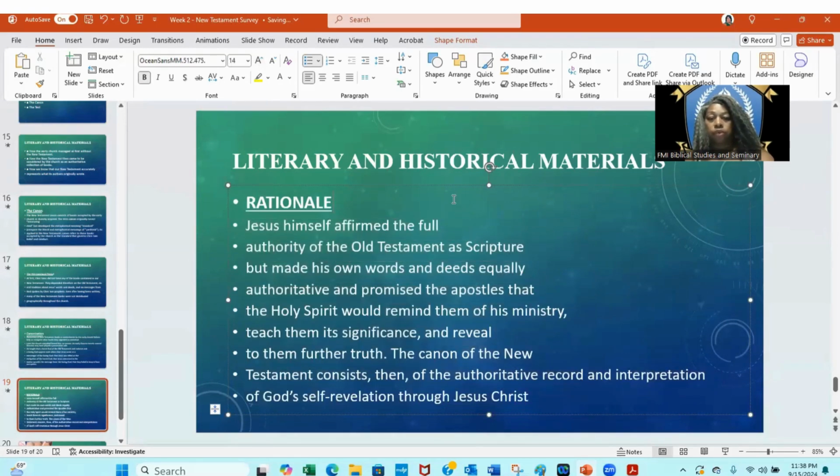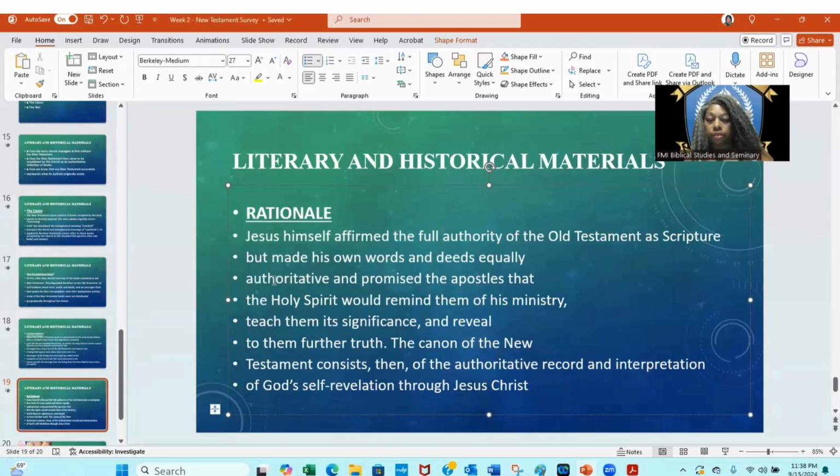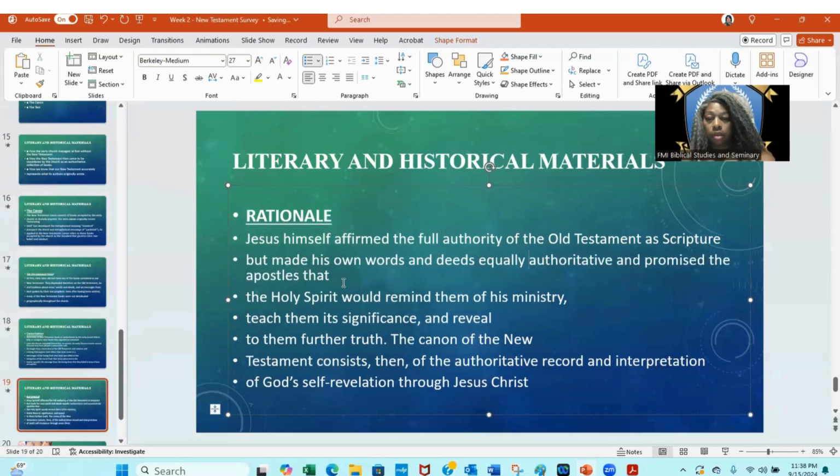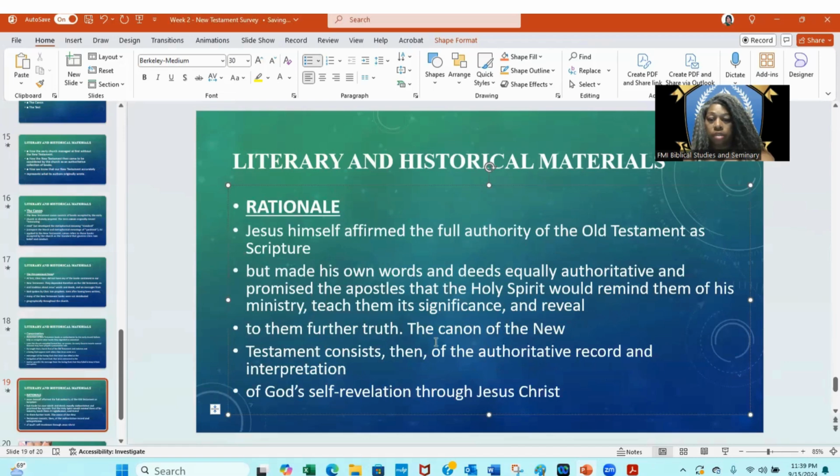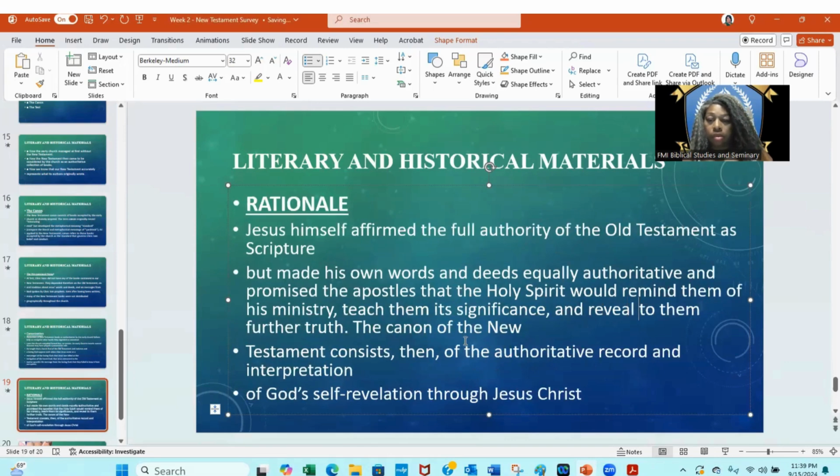Jesus himself affirmed full authority of the Old Testament and Scripture, right? But made his own words and deeds equally authoritative, and promised the apostles that the Holy Spirit would remind them of his ministry, teach them of its significance, and reveal to them the further truth.